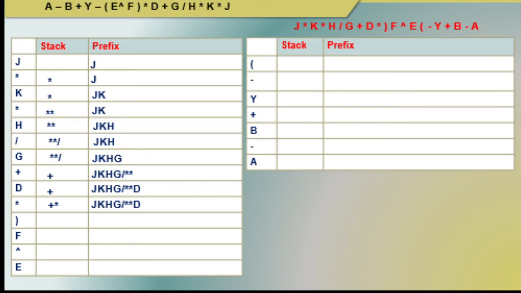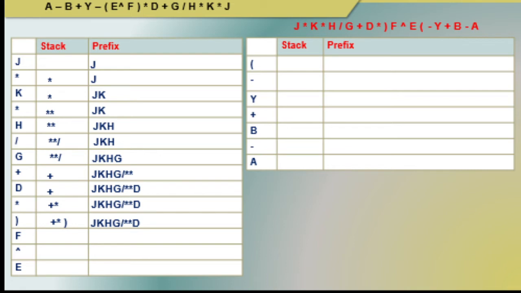Next, we have the close parenthesis. Since it is a close parenthesis, we must push it on the stack. Our stack now contains addition and multiplication operators and our close parenthesis. And our output is still J, K, H, G, division operator, our two multiplication operators, and the D operand.